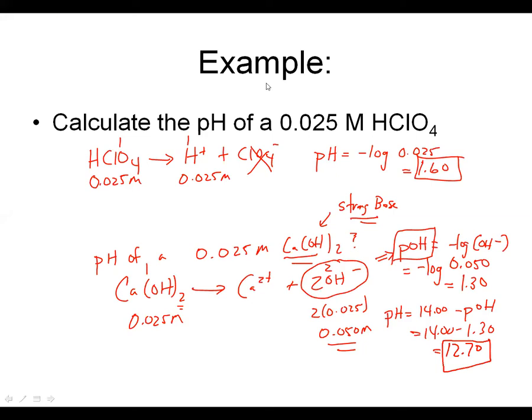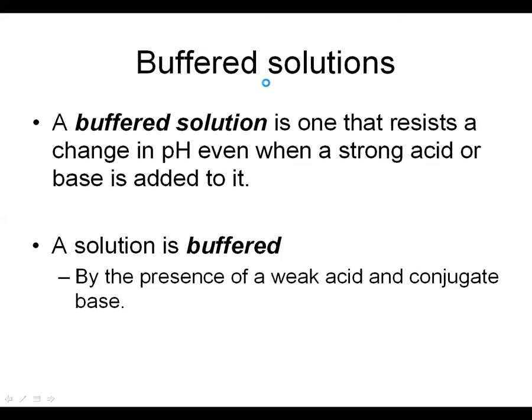Okay, so the last thing here we're going to talk about in this chapter are buffered solutions. A buffer is a solution that is able to resist changes in pH, even if you add acid or base to it. A couple things about a buffer solution. Sometimes people think a buffer is a neutral solution, and that's not always the case. It could be neutral, acidic, or basic. You basically could make a buffer for any pH you like.